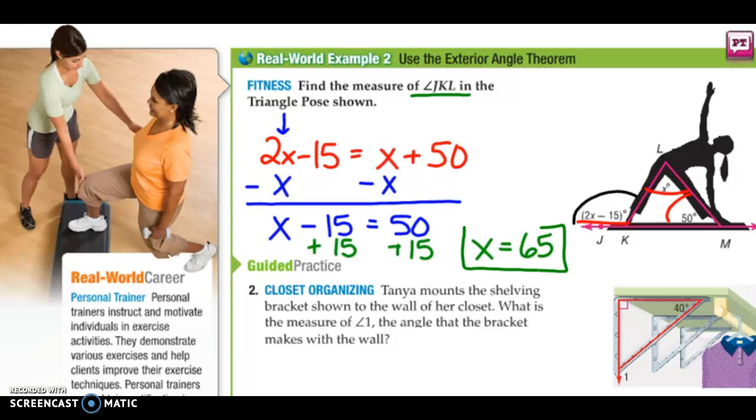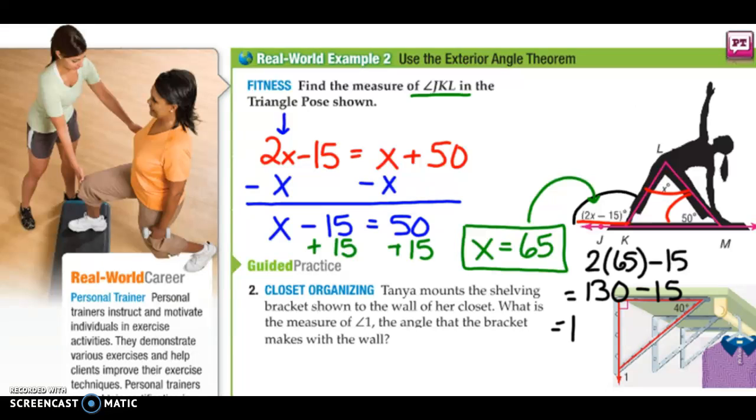So I'm not done yet. I have to take the 65 and plug it in for x right there. So I do that. 2 times 65 minus 15. 2 times 65 would be 130 minus 15, which would equal 115 degrees. You could check that by saying, well, x is 65, that is 50, 65 and 50 also add up to 115. So we know we got the correct answer. Here's an example of a guided practice problem that you could try on your own if you'd like some more practice.